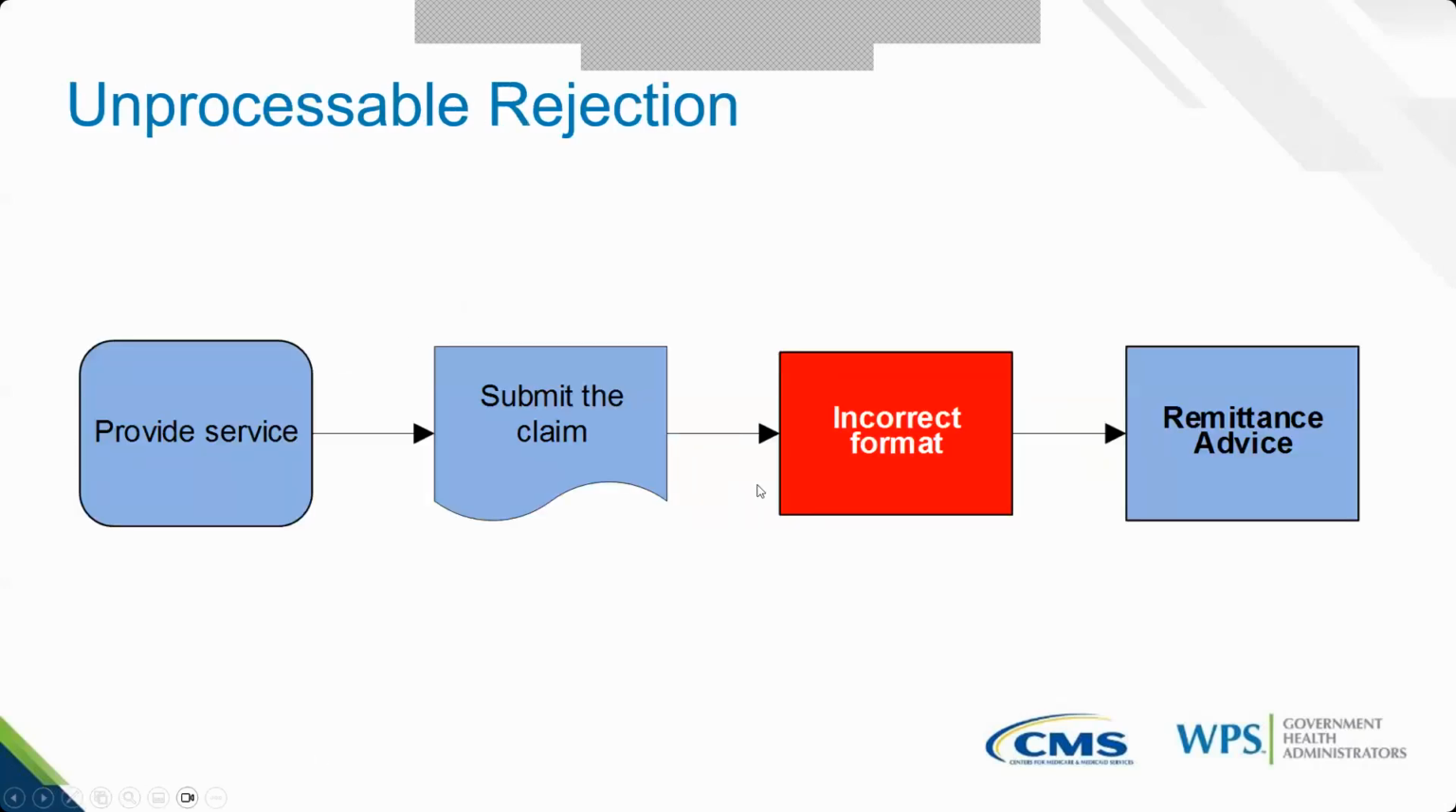Here is a simplified graphic that shows what happens to a claim that Medicare deems as unprocessable. You'll see it's an unprocessable rejection. Of course, the provider provides the service, submits the claim, but something's just not right. Something's invalid, incorrect, or even in an incorrect format. So the remittance advice generates to explain what is missing or invalid or incorrect.